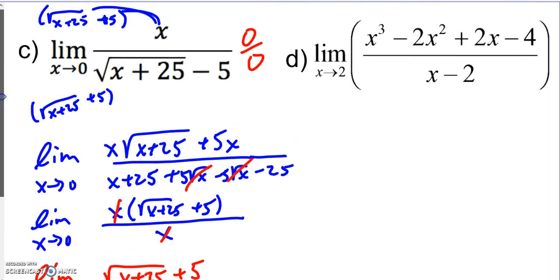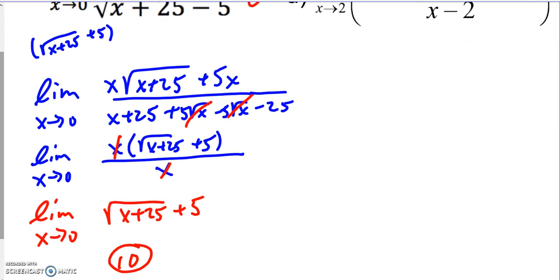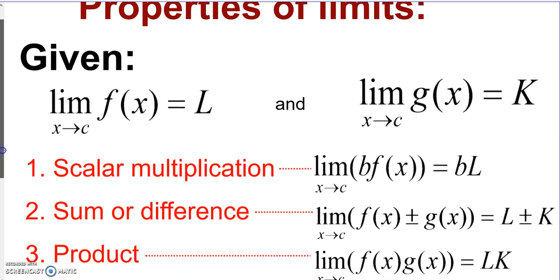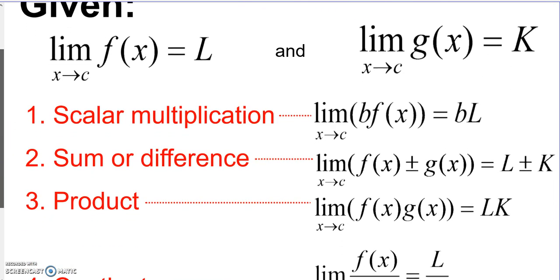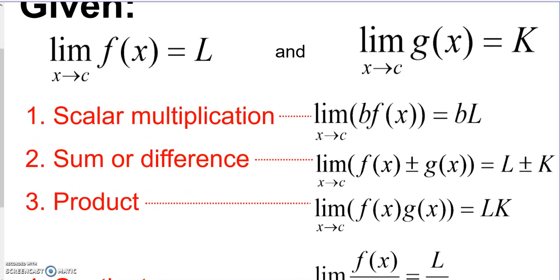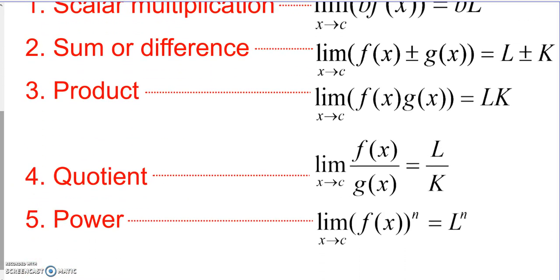We're going to skip D for now. We will eventually come back to that. I want to move on to the next page here. And with these rules, I know there's a lot of rules here, but this is really much more common sense because it's showing you that the limits hold true for scalar multiplication as well as sum or difference, product, and quotient. So I don't want you to get too hung up on these. And even the power rule. We're just going to jump into a couple more problems here with limits of infinity.